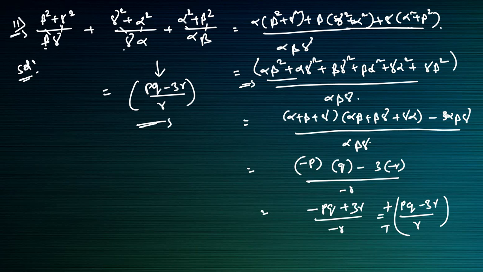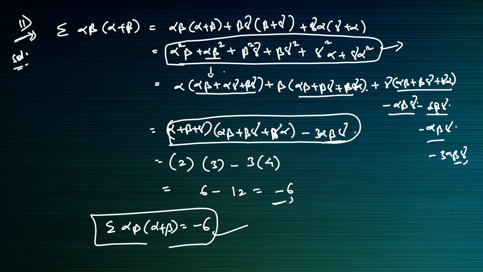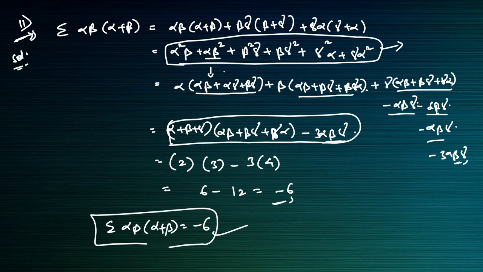Now moving to the third one. The third question is given with this solution: beta plus gamma minus 3 alpha, into gamma plus alpha minus 3 beta, into alpha plus beta minus 3 gamma is given. So from here we got the question. Which one here? The first one. So here alpha plus beta plus gamma is equal to, what we have got here, minus p.